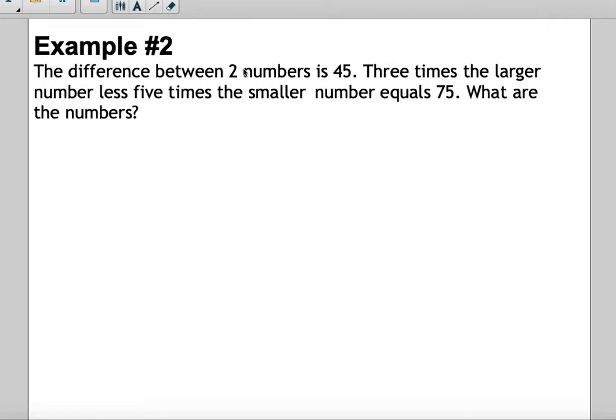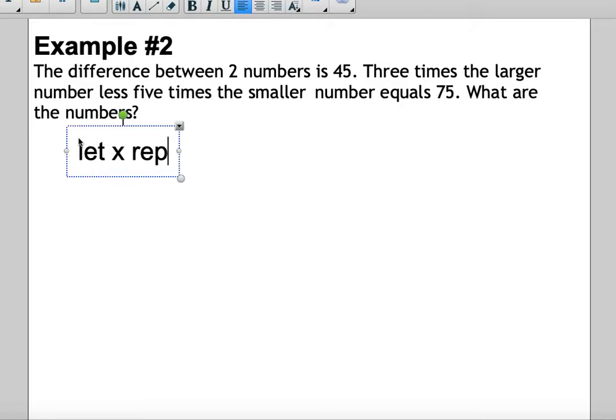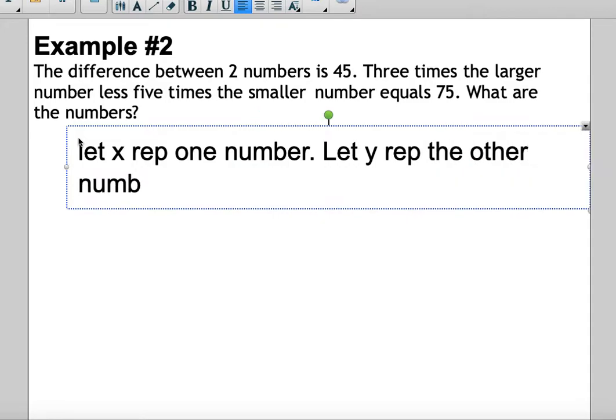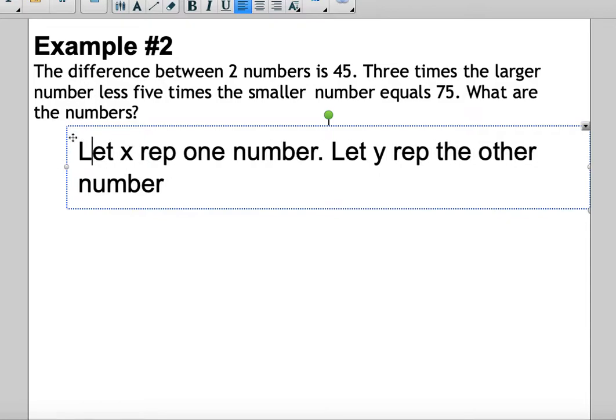So it says the difference between two numbers is 45. 3 times the larger number less 5 times the smaller number equals 75. What are the two numbers? So in order to organize this, let's define our variables. So let x represent one number and let y represent the other number. So we've defined our variables.